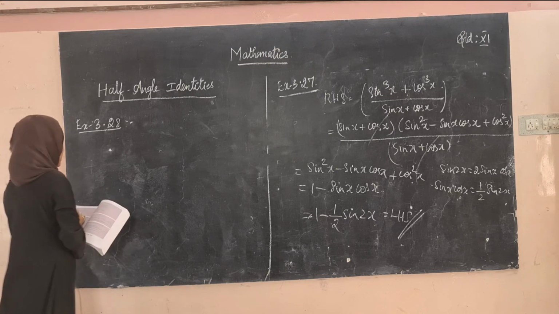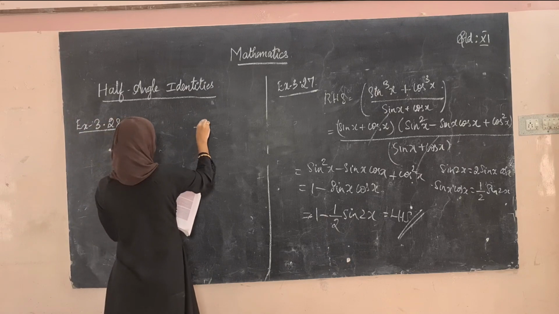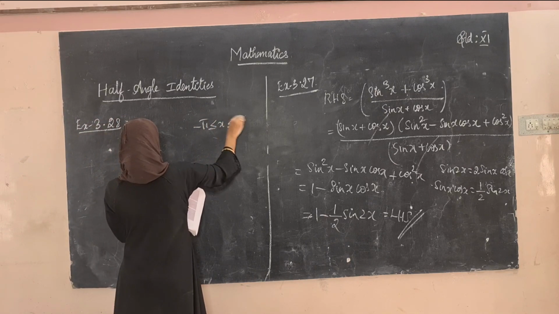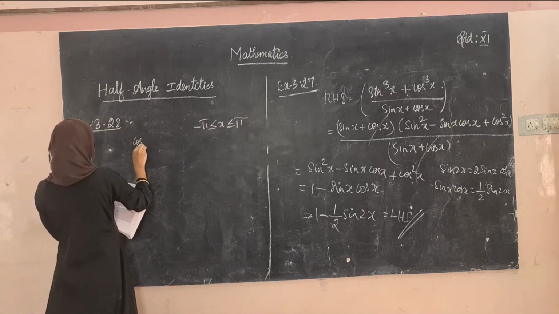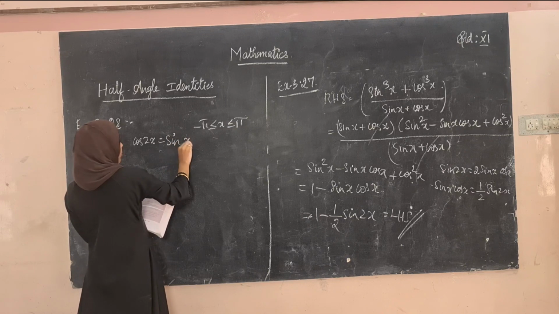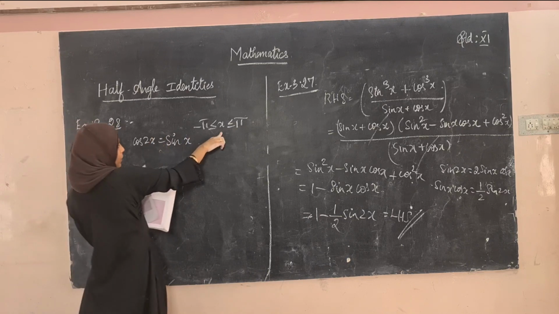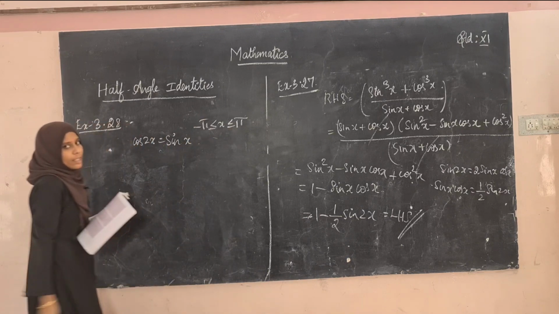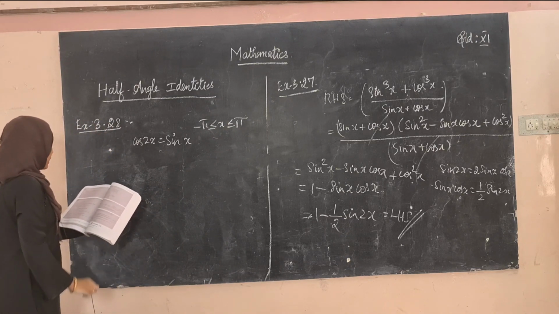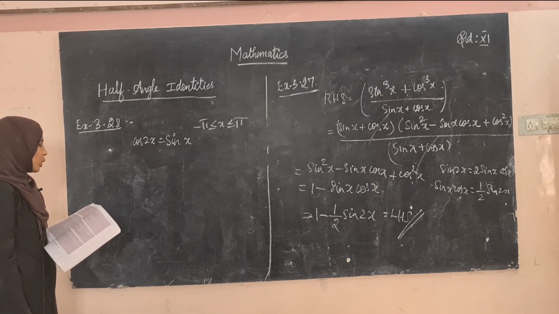Find x such that they have given the condition cos 2x is equal to sin x. We have to find the value of x, and x lies between minus 180 to 180 degree. It may be in the first quadrant or in the second quadrant. So they have given us cos 2x is equal to sin x.